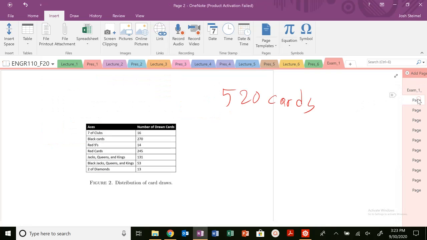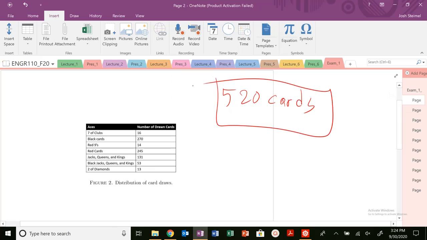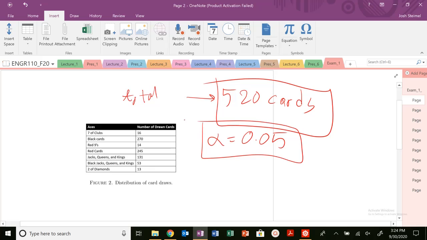So what do we know? Well, there are 520, this is our total, the total number of cards that the player drew. Now we have our alpha, our significance level, which is 0.05. And now we need to figure out, did the player cheat? So what type of problem do we have here? It's going to be a chi-square.